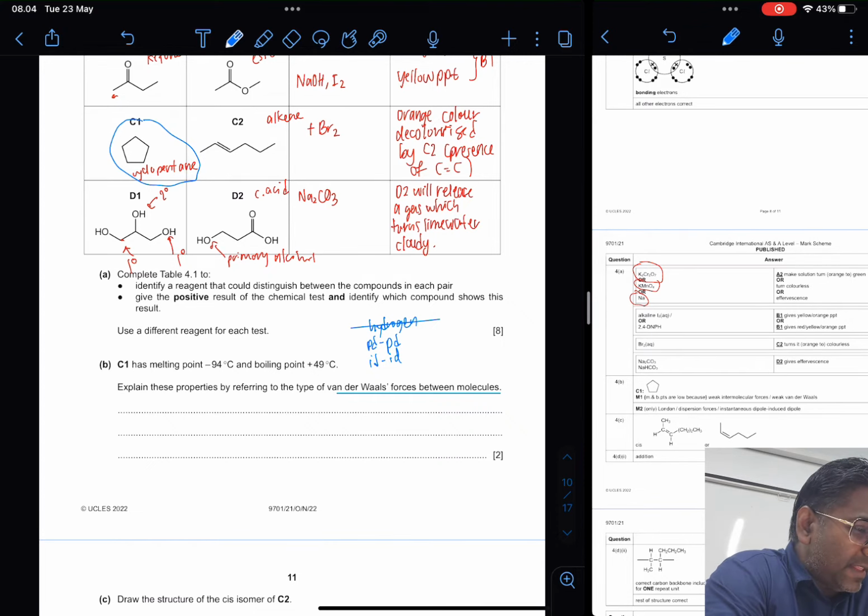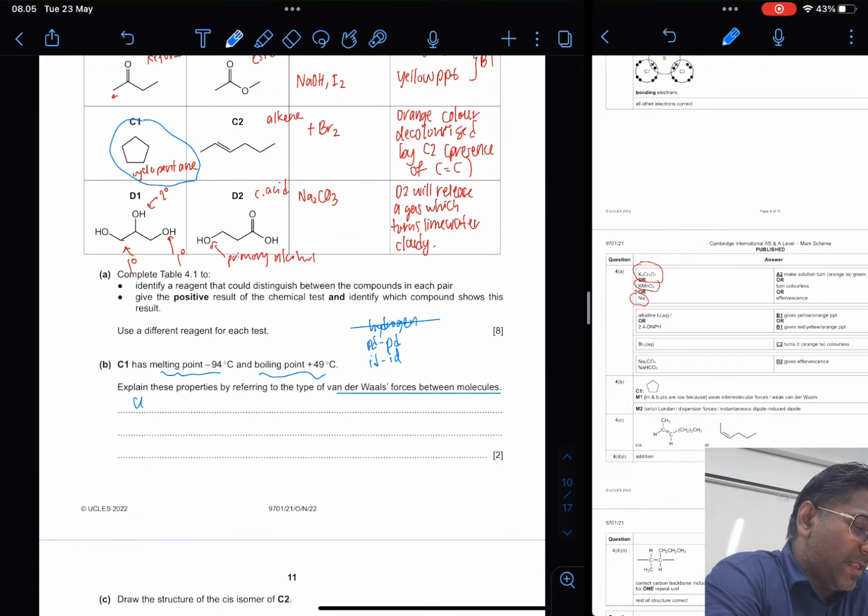Now, let's see whether there is a presence of PD or not. There should not be any presence of PD because carbon and hydrogen have similar electronegativity. So we can say that cyclopentane is a non-polar molecule. If it is a non-polar molecule, generally they only have ID. So we can say that the boiling point and melting point are low. So C1 has a low boiling point and low melting point.